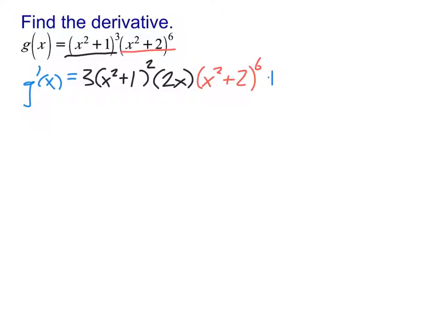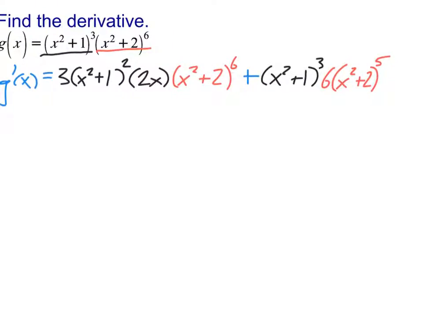Now I go to the second half of product rule, which is the first function exactly as it was, so x squared plus 1 cubed, times the derivative of the second function. So chain rule becomes 6 times the x squared plus 2 to the power of 5. And then that is multiplied by the derivative of the inside, which happens to, again, be 2x.